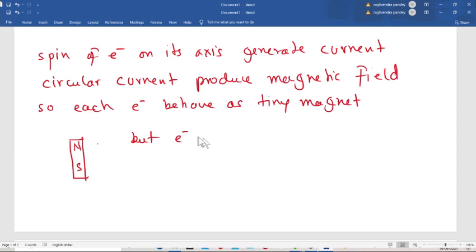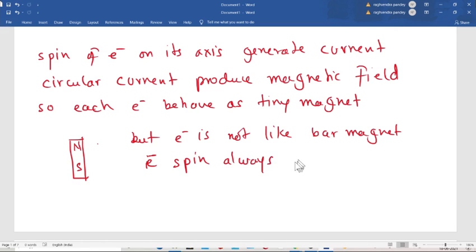But electron is not like a bar magnet. Always understand that. It always produces only a single pole. Electron spin always produces a single pole. Okay, it always produces a single pole, not the dipole which is present in any magnet.